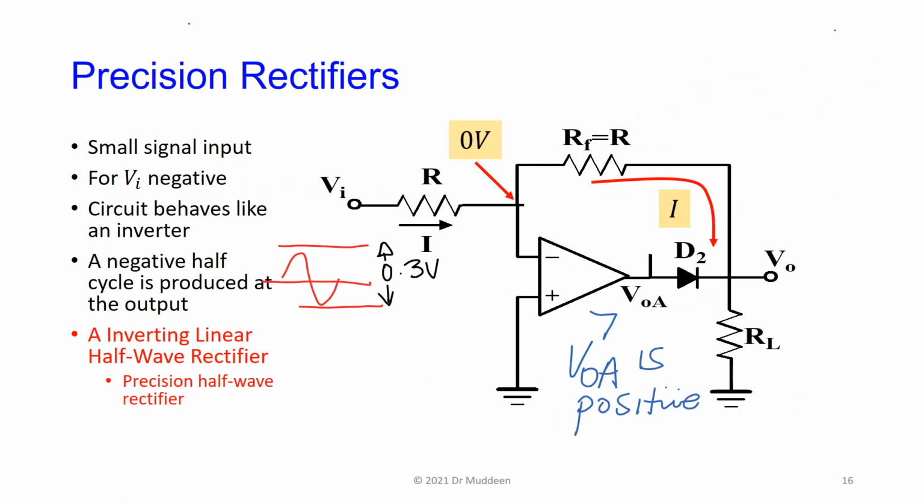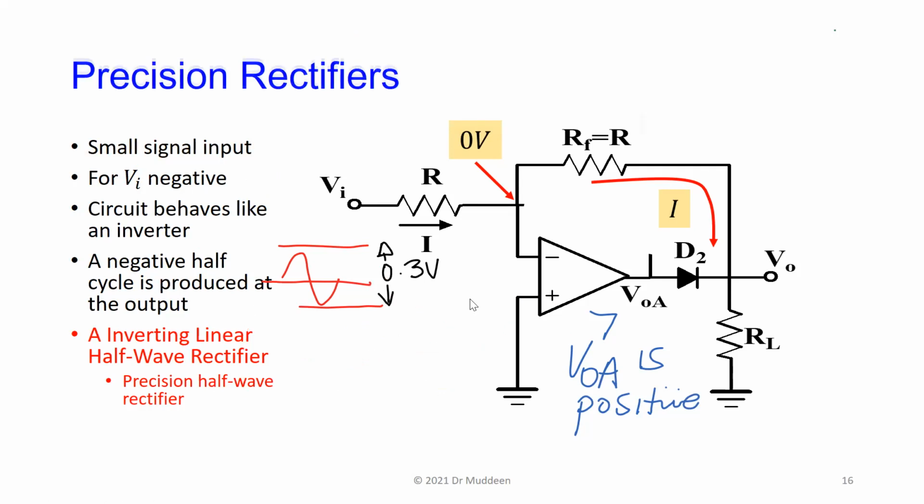So if my input is looking like this, then the output, because it's inverting, you get nothing for the positive. When it goes negative, you get an output. So the output is going to look something like that.